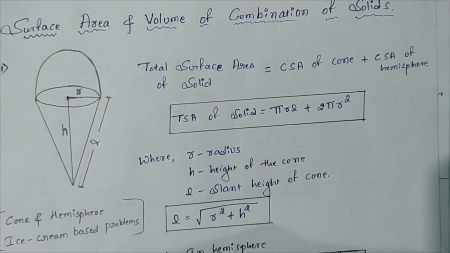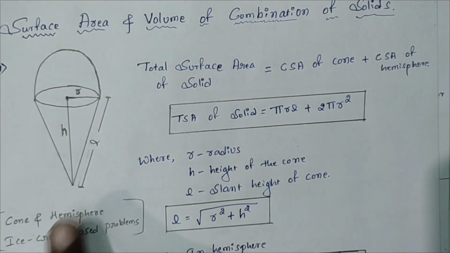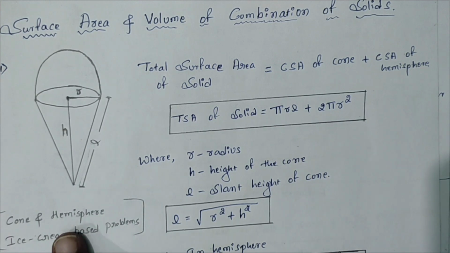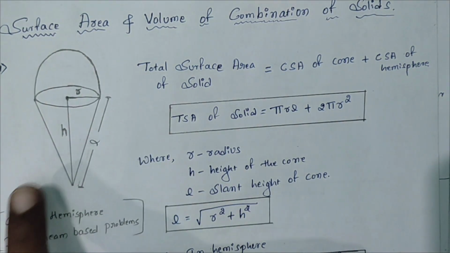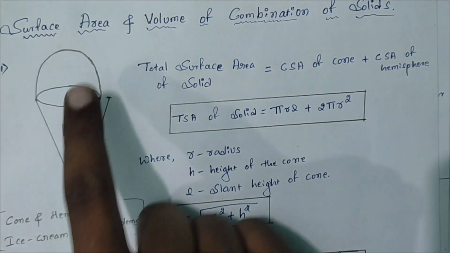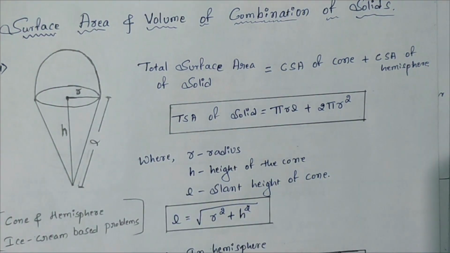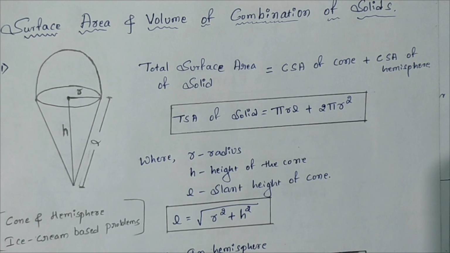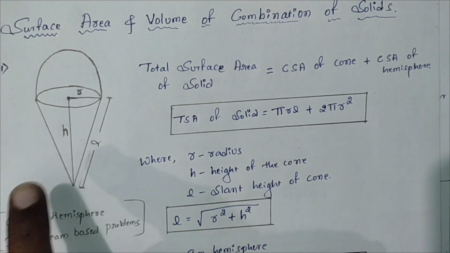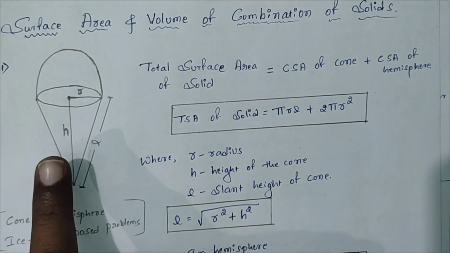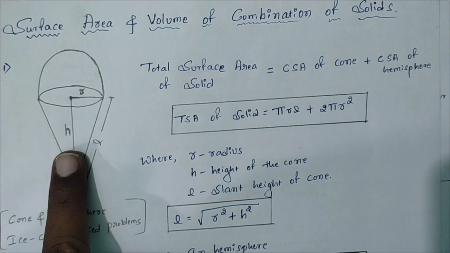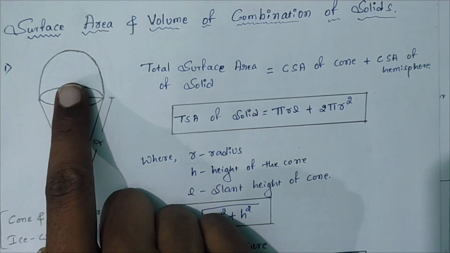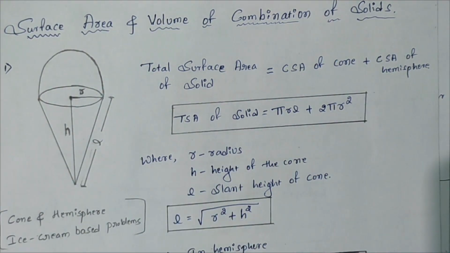Now let's get into the concept. The first model I have is an ice cream based model. Students, you can notice here I have a cone and a hemisphere. If I want to find the total surface area of this model, I need to know the curved surface area of the cone and the curved surface area of the hemisphere. When we add these two, we get the total surface area of this model.